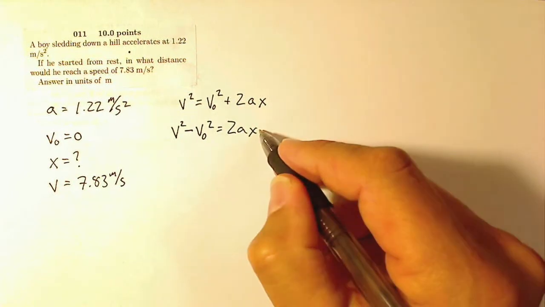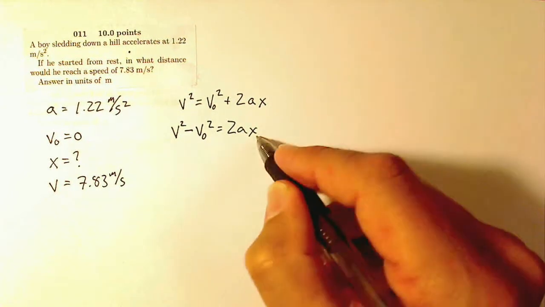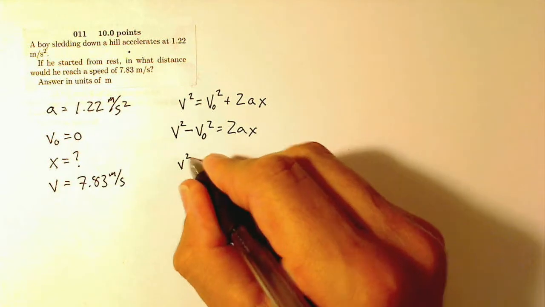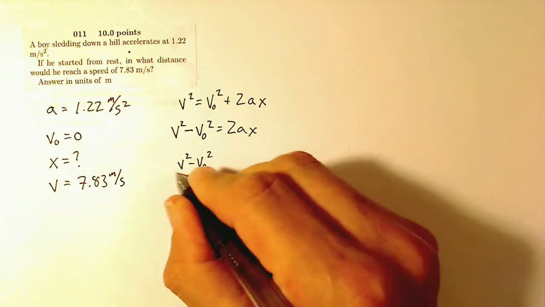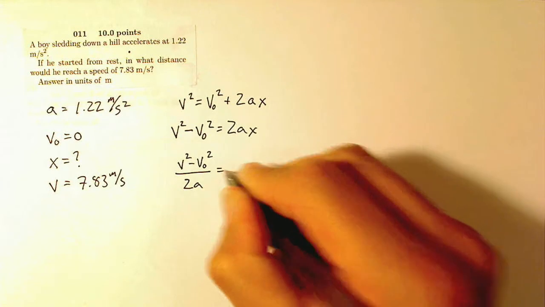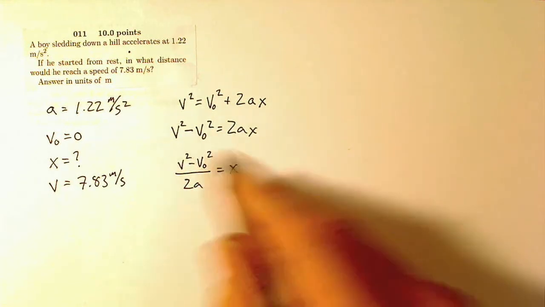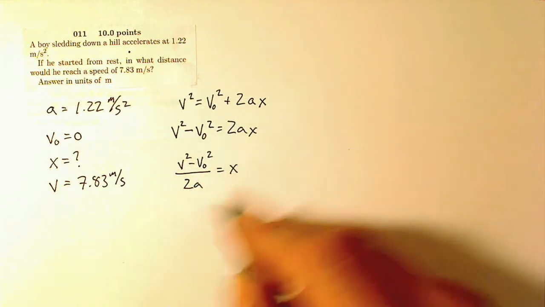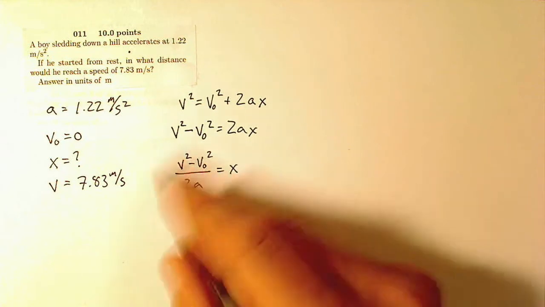And now I'm going to divide both sides by 2a to leave x all by itself. So I'll get v squared minus v0 squared over 2a equals x. This rearranging saves me from having to multiply and divide numbers and move them around because I've already just rearranged the equations.